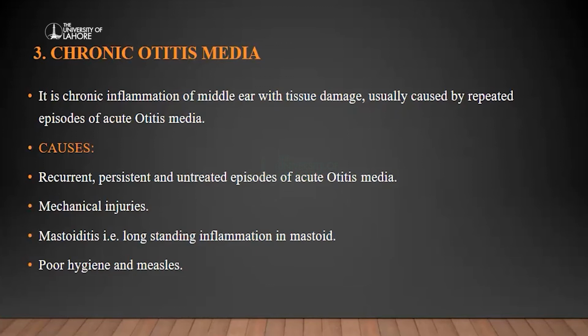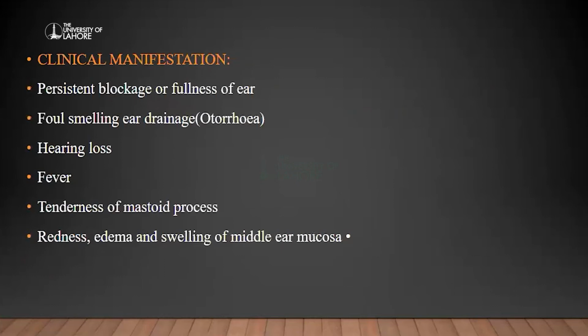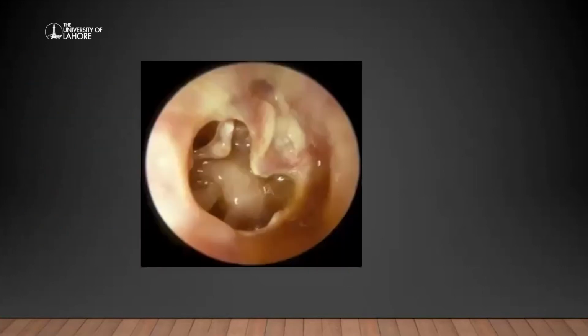Recurrent, persistent, and untreated episodes of acute otitis media, mechanical injuries, mastoiditis, long-standing inflammation in the mastoid, poor hygiene, and measles are the basic causes of chronic otitis media. Clinical manifestations of chronic otitis media are persistent blockage or fullness of the ear, foul-smelling ear drainage, hearing loss, fever, tenderness of the mastoid, as well as redness, edema, and swelling of the middle ear mucosa.